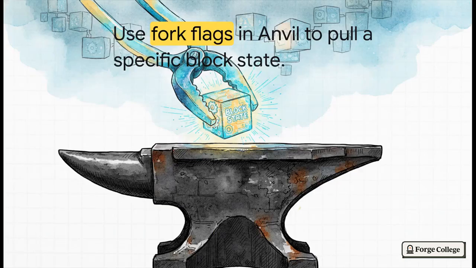For our Foundry users out there, bringing a mainnet fork to life is literally like striking the anvil. By using simple fork flags in your CLI command, you can reach out and forge a highly specific, deterministic block state. This means you can pull that exact moment in time locally, reproducing a failing integration test over and over again until you hammer out the fix. It's a real game changer.